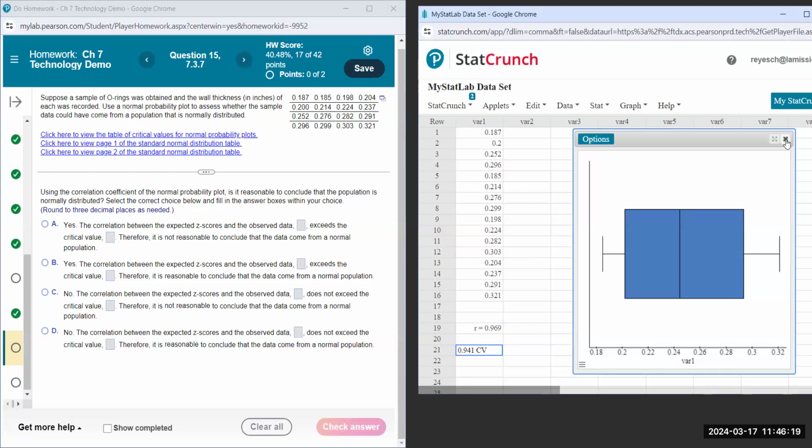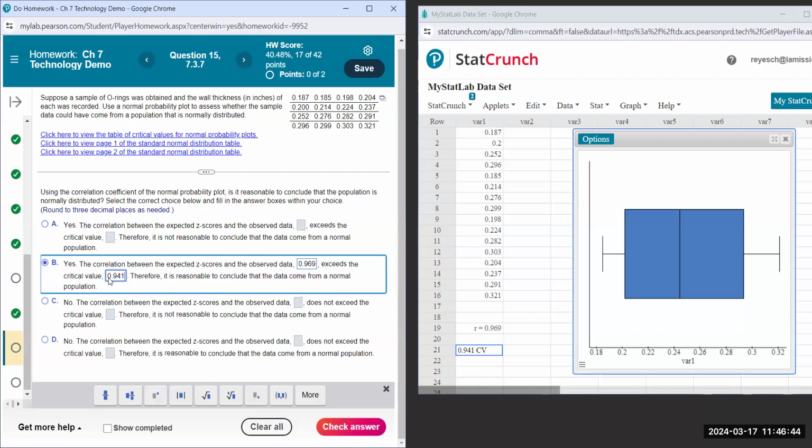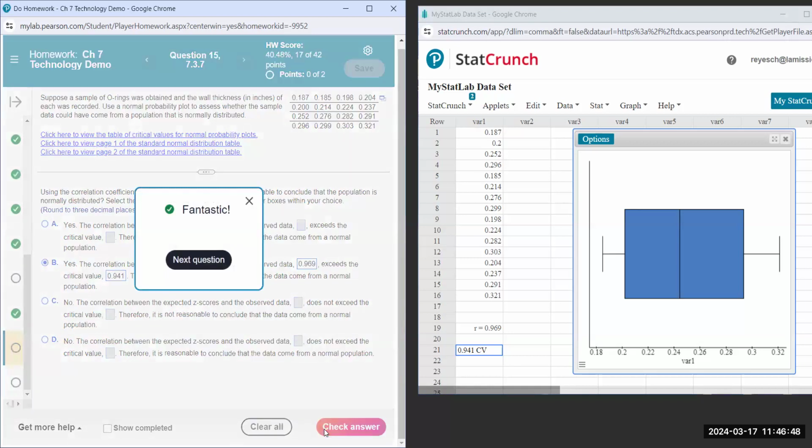So again, it's not perfectly symmetric. Is it symmetric enough? That's what we're doing here. Is it symmetric enough? Yes, because our value exceeded this one, and I don't see any outliers here. So sometimes we look at the box plot to see if there's any outliers. So okay, yeah, B, yes. Our correlation coefficient is higher than the cutoff, that critical value that determines if we can do this.